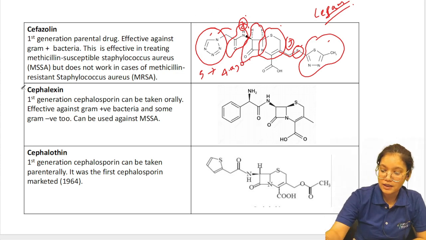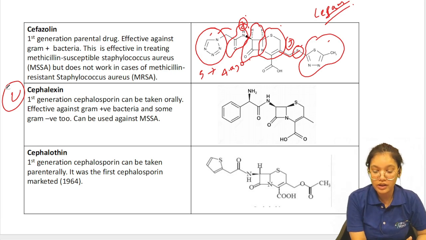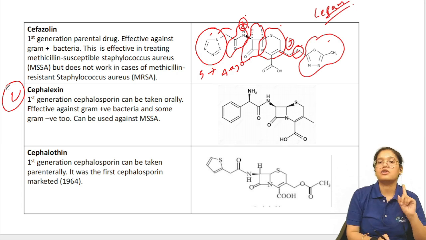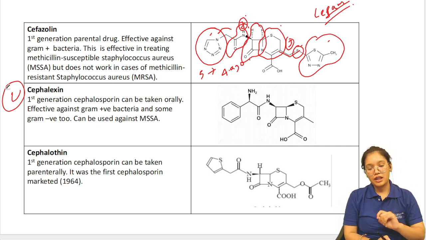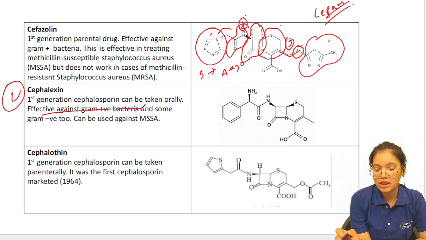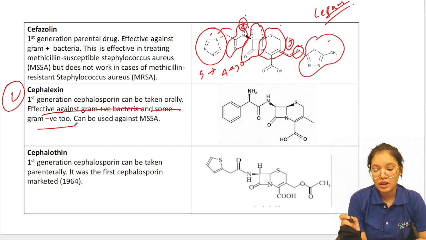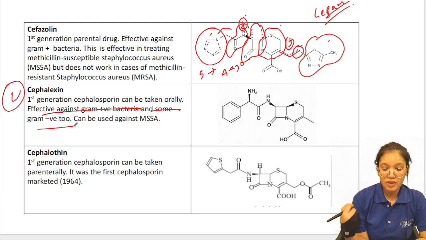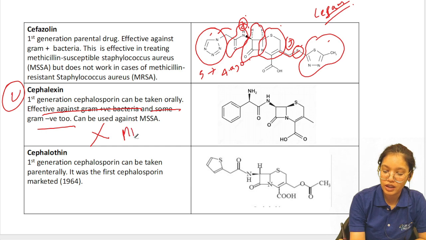Now second is the cephalexin. Cephalexin is also a first generation cephalosporin drug and it can be taken orally. That means it will have a good solubility and it will be acid stable. It is effective against the gram positive bacteria and some gram negative bacteria, not all but some. It is also effective against the methicillin susceptible Staphylococcus aureus, but it is not effective against MRSA.